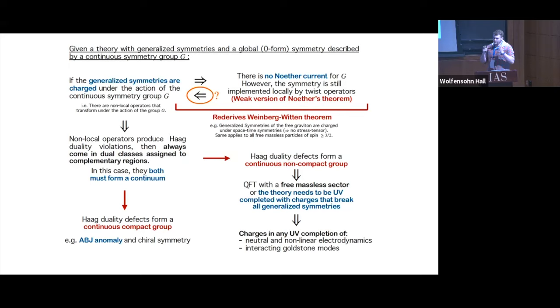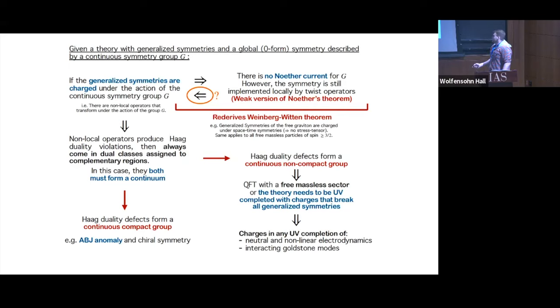Going back to this proof, we have very strong arguments for it, but all of them require that the theory in question can be properly UV completed. A nice feature of this relation is that it can be used to rederive the Weinberg-Witten theorem. This is because we know that massless particles of spin equal or greater than one have emergent IR generalized symmetries that are one-form symmetries. And from spin 3/2 onwards, these are all charged under the Poincaré group.